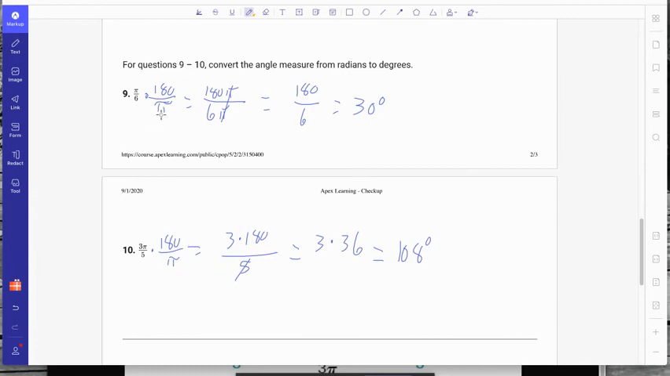I just multiply. If I'm going from degrees to radians, it's pi over 180. If I'm going from radians to degrees, it's 180 over pi.